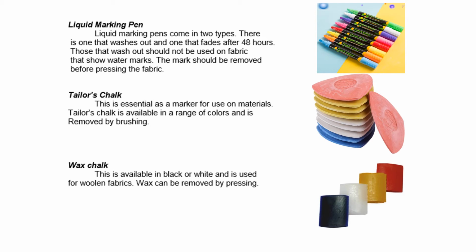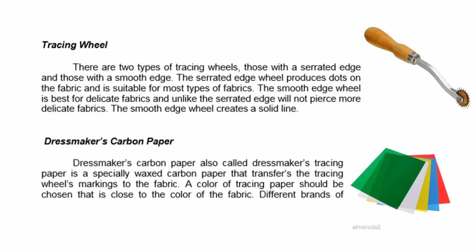We also have a wax chalk. This is available in black or white and is used for woolen fabrics. Wax can be removed by pressing. Then we have the tracing wheel. There are two types of tracing wheels, those with a serrated edge and those with a smooth edge. The serrated edge wheel produces dots on the fabric and is suitable for most types of fabrics. The smooth edge wheel is the best for delicate fabrics and, unlike the serrated edge, will not pierce more delicate fabrics. The smooth edge will create a solid line.